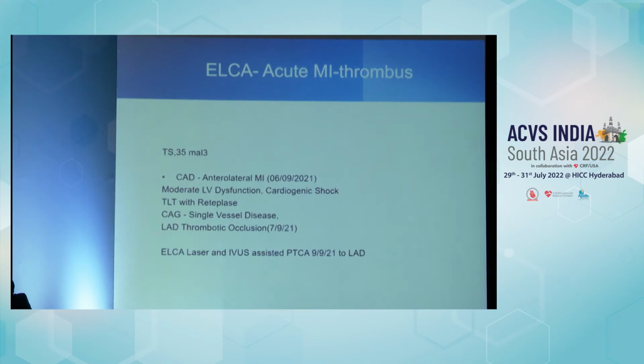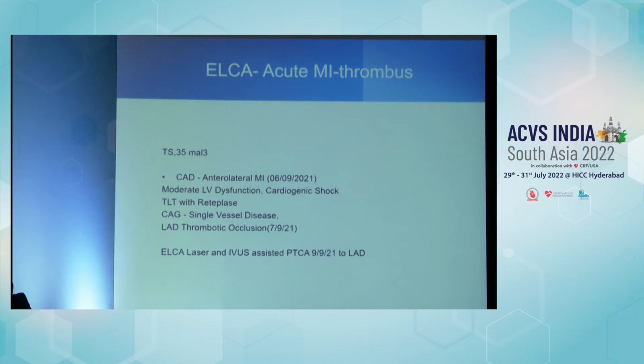So coming to another patient, a patient in acute MI with thrombus. He is a 35-year-old male with anterior wall MI. The patient was thrombolysed with reteplase outside, with moderate LV dysfunction. He came with cardiogenic shock. Angio was done outside, single vessel disease, and it showed LAD thrombotic occlusion with a thrombus in the left main. Because the patient was considered high risk, he was shifted to our hospital.